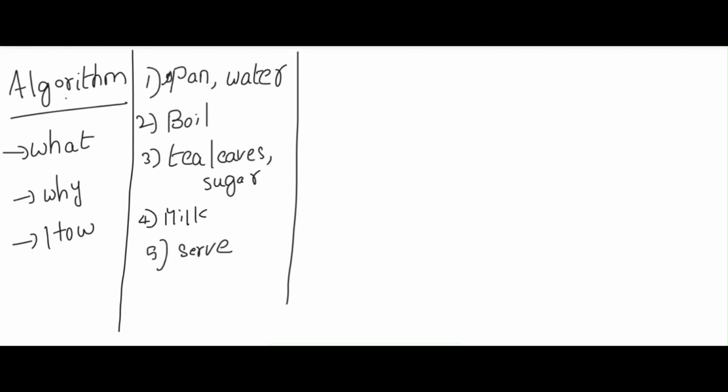Now, I want to define an algorithm using this example. I'll give you the definition of algorithm now. An algorithm is a step by step procedure to be followed in order to perform a task. An algorithm is a step by step procedure to accomplish a particular task. Now you know what is an algorithm. Next, we'll see why we need this algorithm.